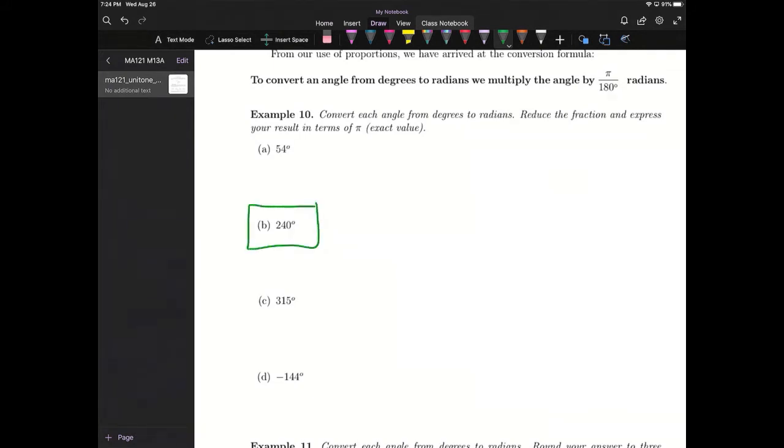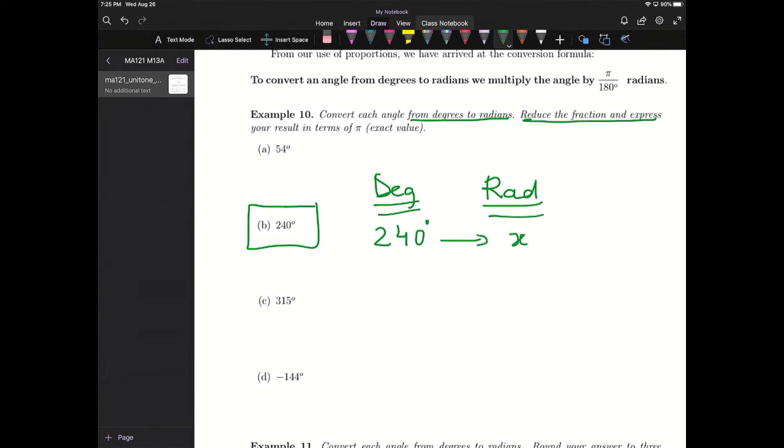I want to convert from degrees to radians, and I want the answer in reduced form, meaning I'm still going to have pi in it, and it's probably going to have a fraction in reduced form. So we have to convert between two angle units. I have degrees and I have radians. My angle right now is in degrees, 240 degrees, and I need to figure out the equivalent, x, unknown, in radians.